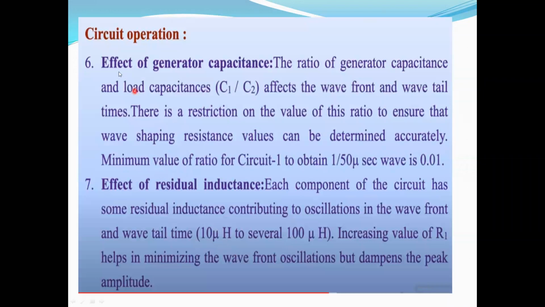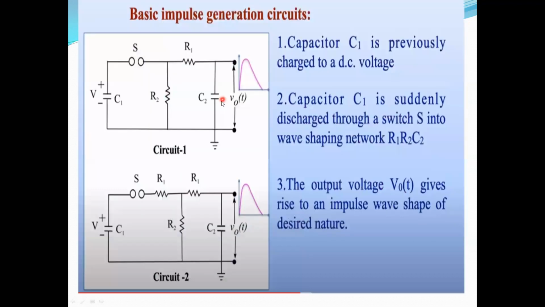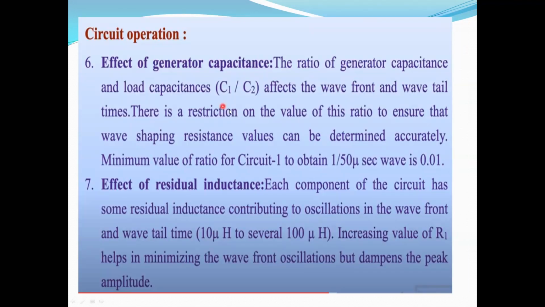Circuit operation: the effect of generator capacitance. The ratio of generator capacitance to load capacitance, C1 by C2. C1 is called the generator capacitance and C2 the load capacitance. The ratio of generator capacitance to the load capacitance affects the wave front and wave tail times.